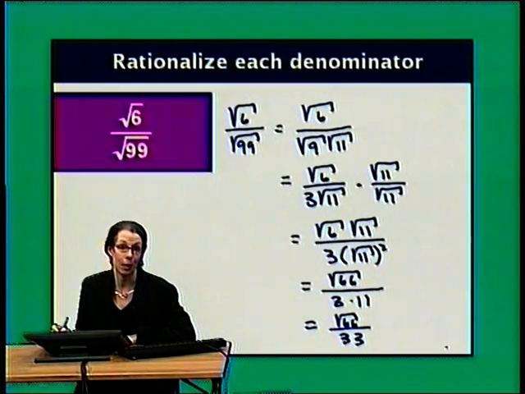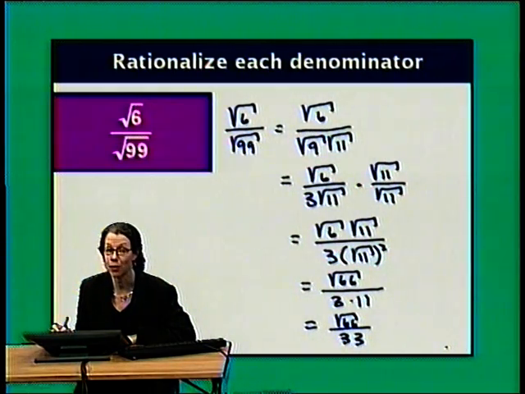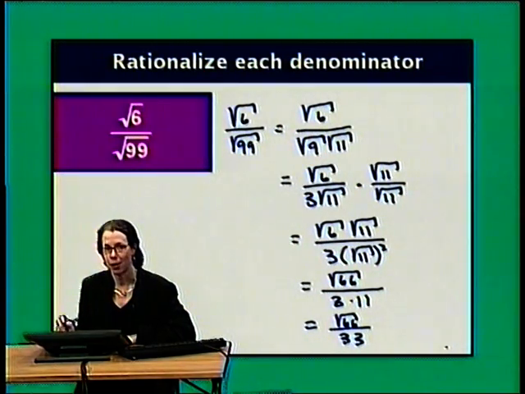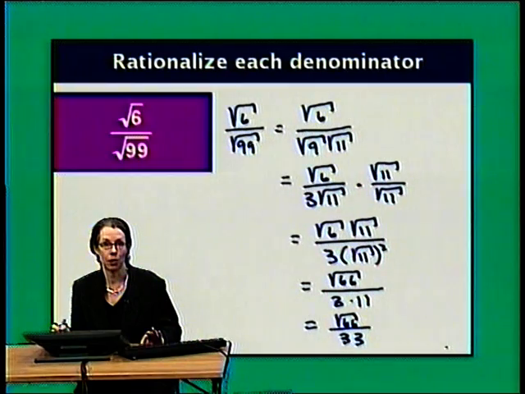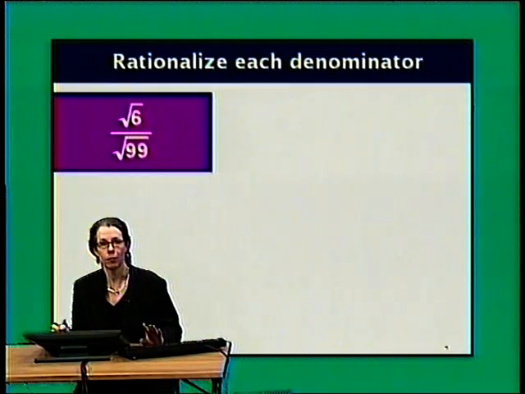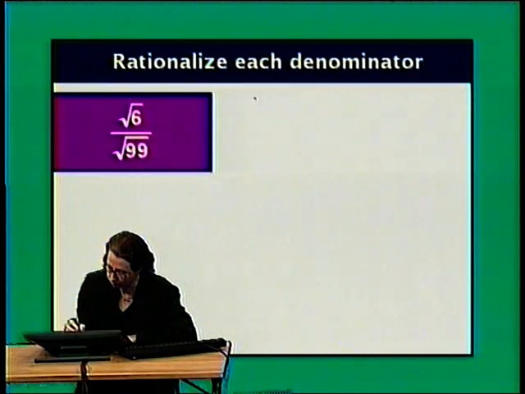Now at this point, I'm done. I cannot do anything with that 33 and 66, even though I see that 33 divides into 66 evenly. I'm just going to leave it like this. I'll say a little bit more about that when I do this the second way. Now, how else could I do this?